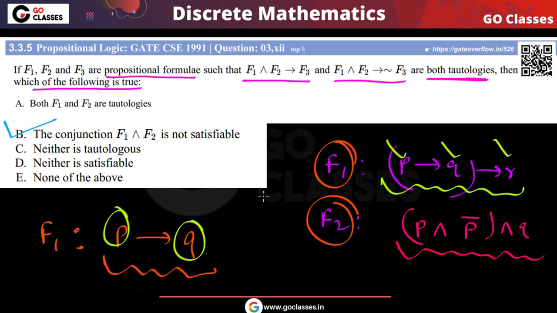Then we can apply the concepts, and finally I can say that for any row in the truth table, both f1 and f2 cannot be true. For any row in the truth table at least one of them must be false. So finally I can say that the conjunction must be not satisfiable. Nothing else. All the other options you can check, they are not correct, so only option B is correct. For this question many variations can be created.